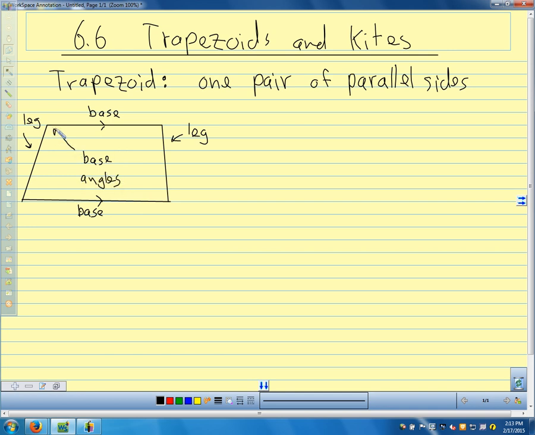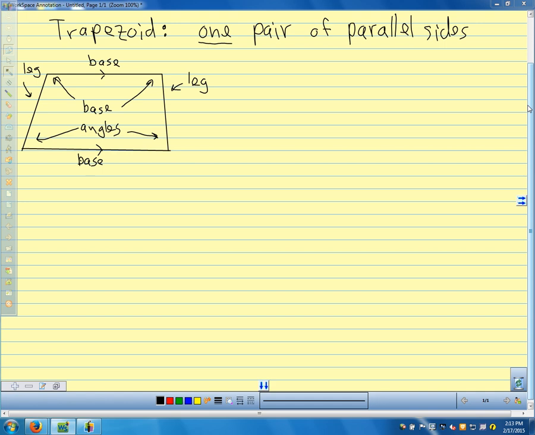And then we call the angles inside our trapezoid the base angles. So I have to decide which base we're talking about, and then we can describe the base angles. The short base, the long base. All right, so we're good with a trapezoid. Other than having a pair of parallel sides, there's not a lot that's special about a trapezoid.